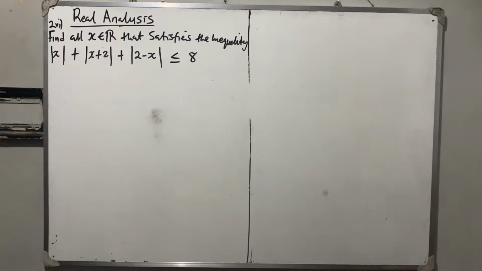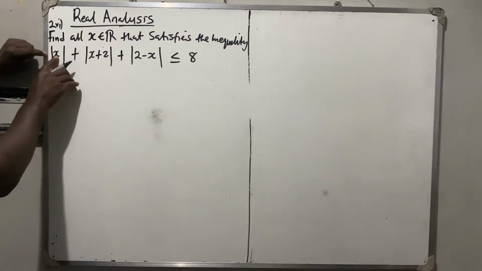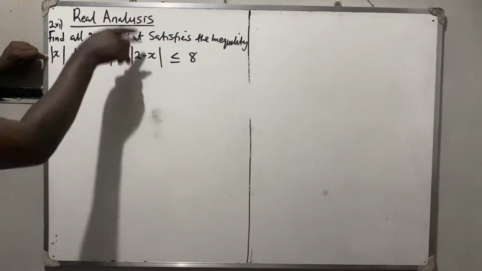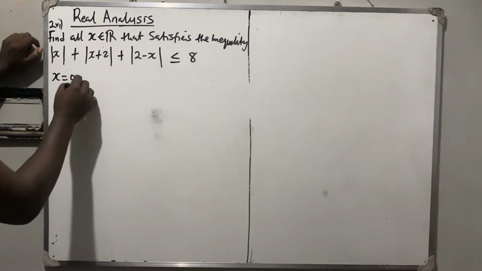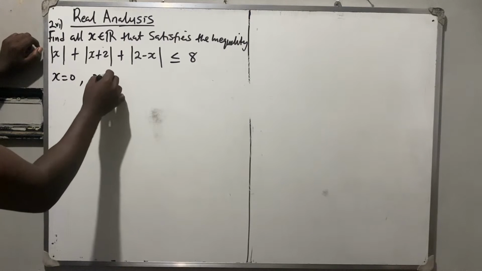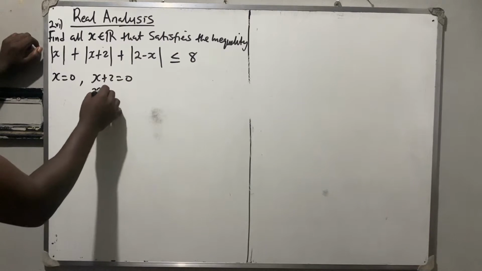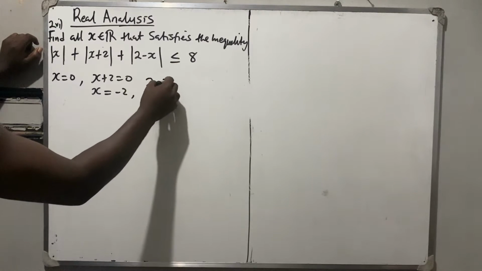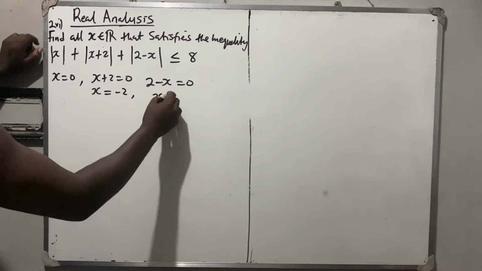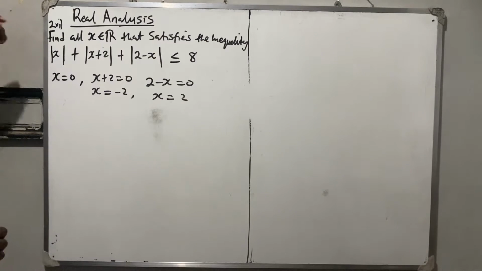First of all, we get the critical points. The critical point here is x equals 0, and the critical point here is x equals minus 2. So let's check it. The critical point here is x equal to 0, and here x plus 2 is equal to 0, which shows that x is equal to minus 2. And then 2 minus x is equal to 0 shows that x is equal to 2. So these are all the critical points.